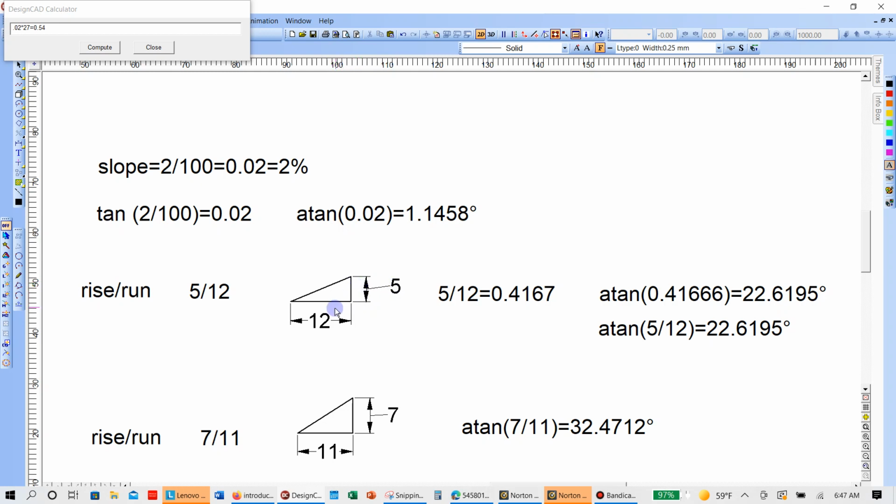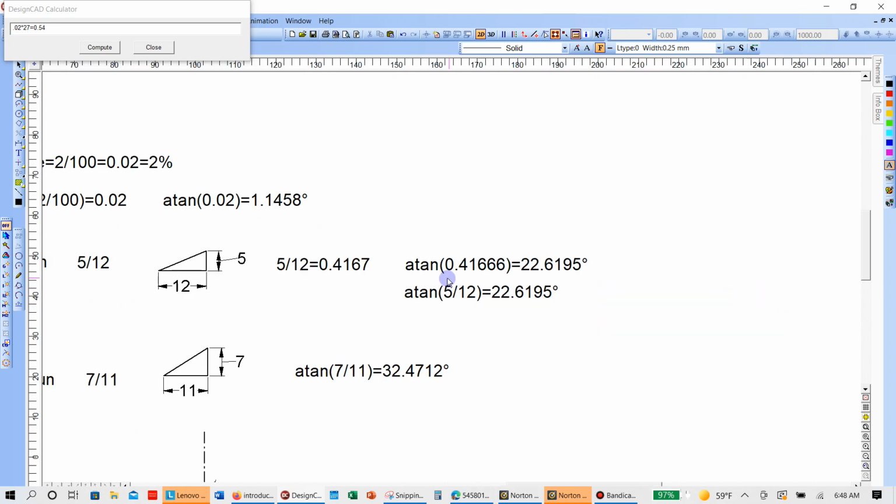So if you need to know the angle, you've got a 5 and 12 roof, you just put it on there and it's 5 and 12, and you can use a speed square for that. If you have, let's say, 5.5 and 12, you could probably eyeball that and get a pretty good angle. But if you needed a precise, accurate angle, you would need to do the math. And that's where this comes in, the arctangent of that angle there.